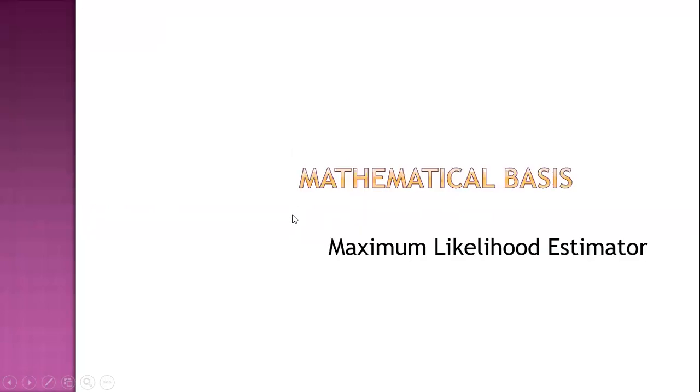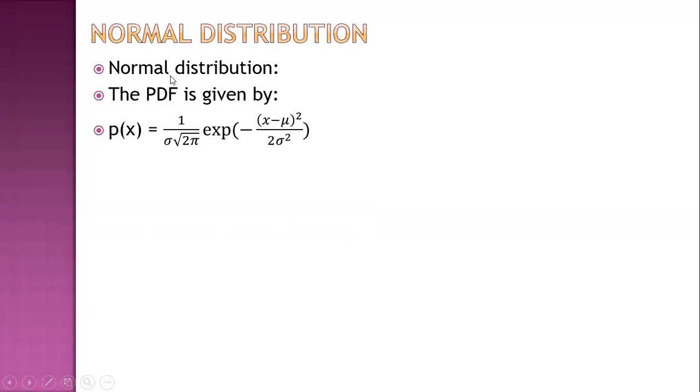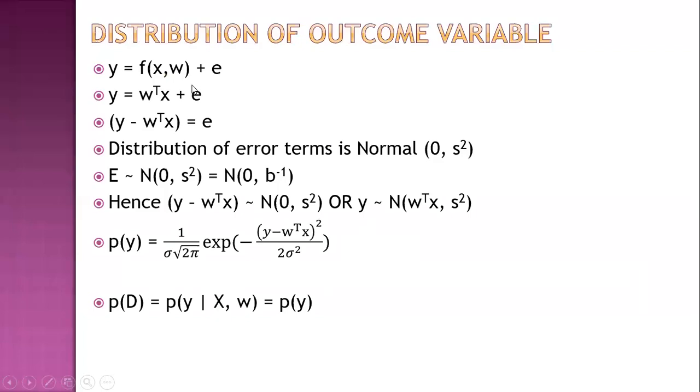Then the mathematical basis of maximum likelihood estimator. First of all, normal distribution. The probability density function of normal distribution is given by this formula, where this is the observation and this is the mean. So, distribution of the outcome variable.